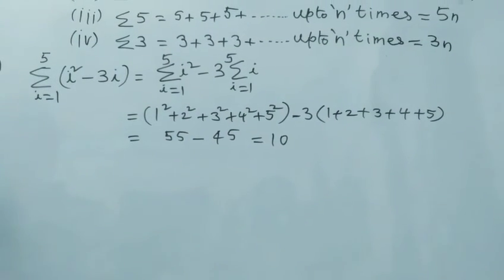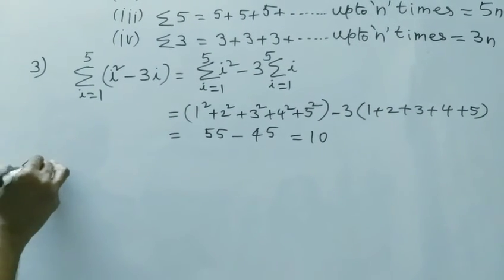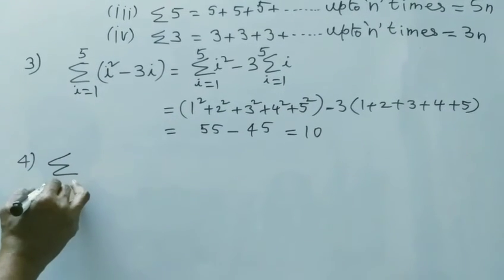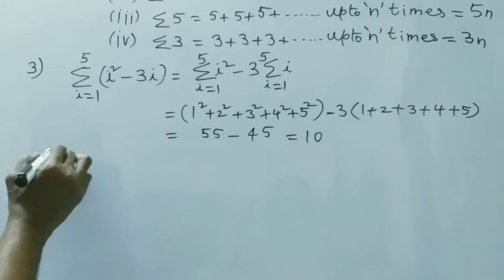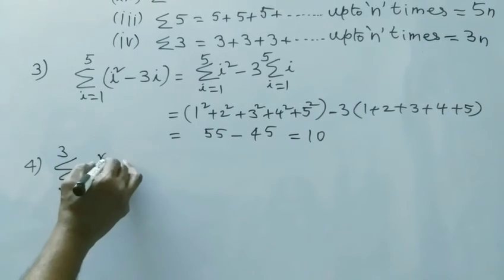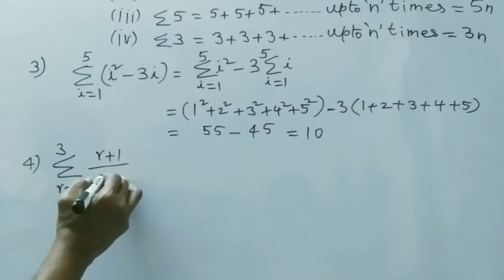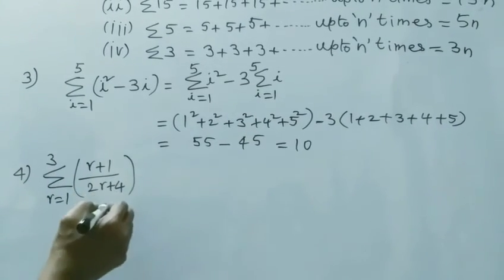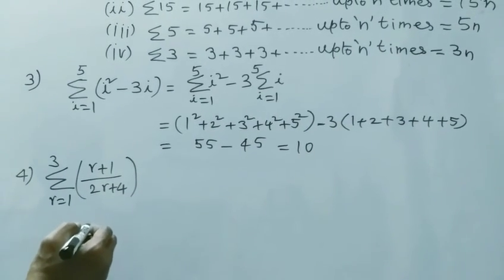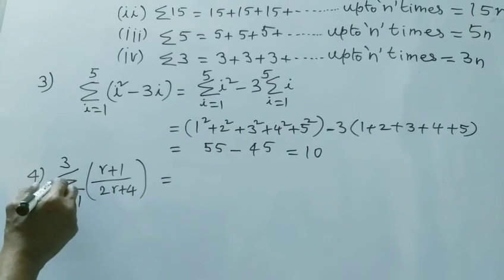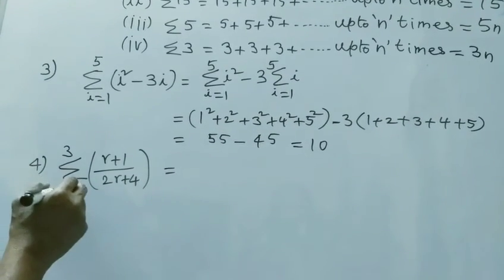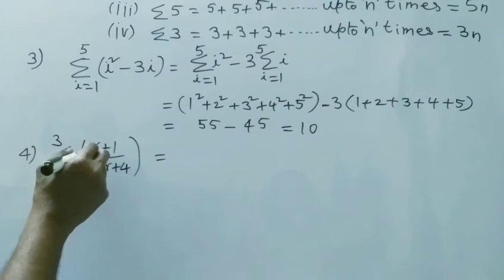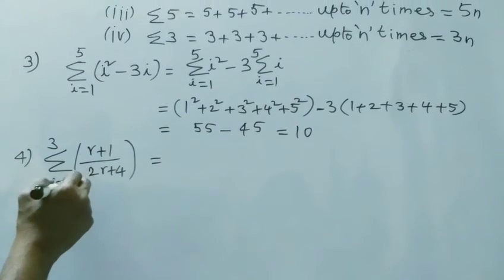Next one more is there, the fourth one: summation of r is equal to 1 to 3 of (r plus 1) by (2r plus 4). So in this also, summation of r is equal to 1 to 3, the term is given as r plus 1 by 2r plus 4.